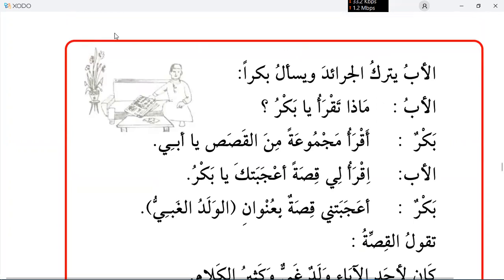yatruku, leaves al-jaraida, the newspapers, and yas'alu, asks Bakr. The father leaves the newspaper and he asks Bakr. Al-Ab, the father: Madha, what, taqra'u, are you reading, ya Bakr, O Bakr? What are you reading, O Bakr?